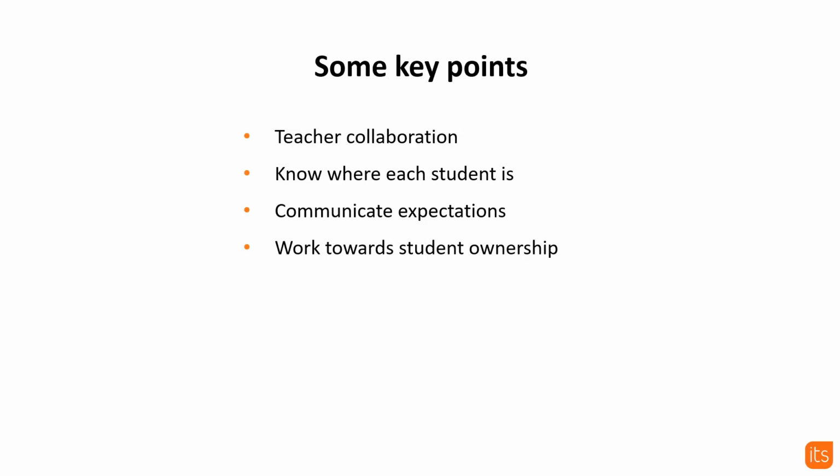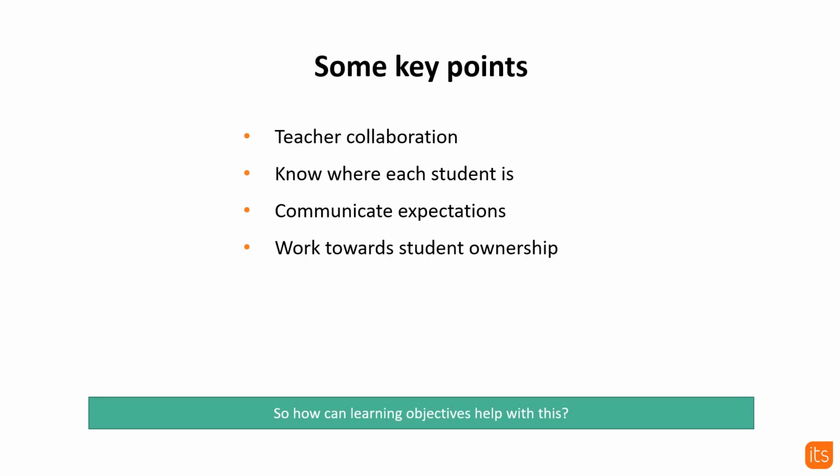And the last point here, working towards student ownership. In the end, student achievement significantly increases if the student takes ownership of their learning, doesn't do something because the teacher says they have to, but actually feels like it's something that will improve themselves as well. And there are a couple of tools in itslearning that can help you achieve that change towards student ownership. So basically, how can learning objectives help with this? And in the end, help to increase student achievement and overall the educational quality.